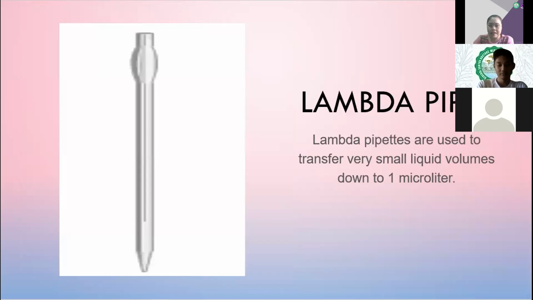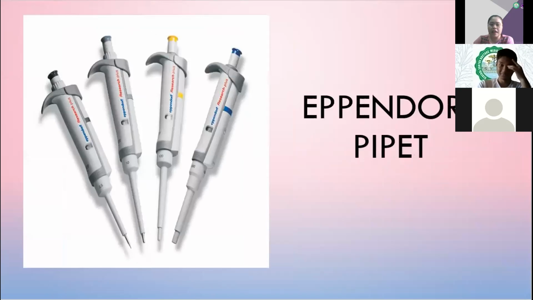And then this one is the Lambda pipette. This is also a small type of pipette. Therefore, ginagamit natin siya when we want to measure small amount of liquid only. So actually, it can measure up to 1 microliter. So ganun ka-konti yung pwede niyang i-accommodate na liquid. Pero pag mga microliter na, mostly ang ginagamit talaga natin si Eppendorf. Or this is what we call the micro pipette.